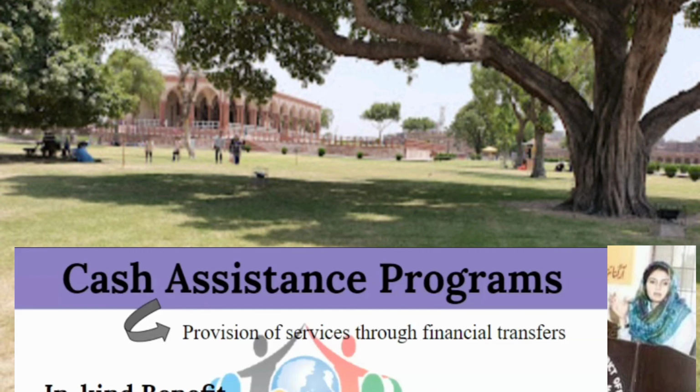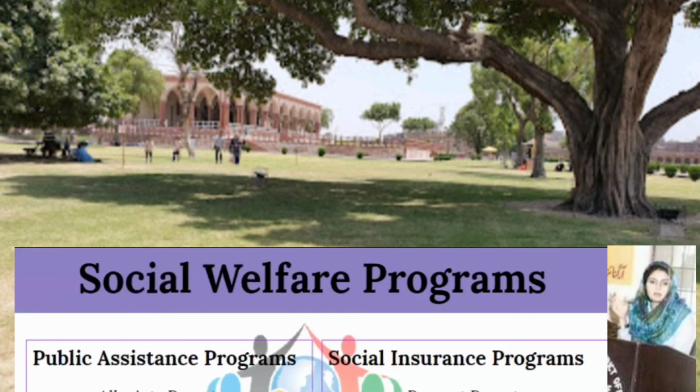Other social welfare programs consist of public assistance programs, which seek to alleviate poverty. Examples of this are TANF, which is the Temporary Assistance for Needy Families, Medicaid, SNAP, again, food stamps, and public housing.